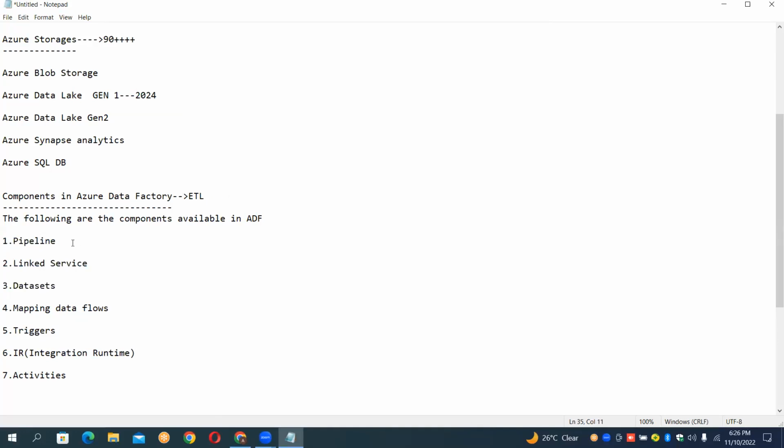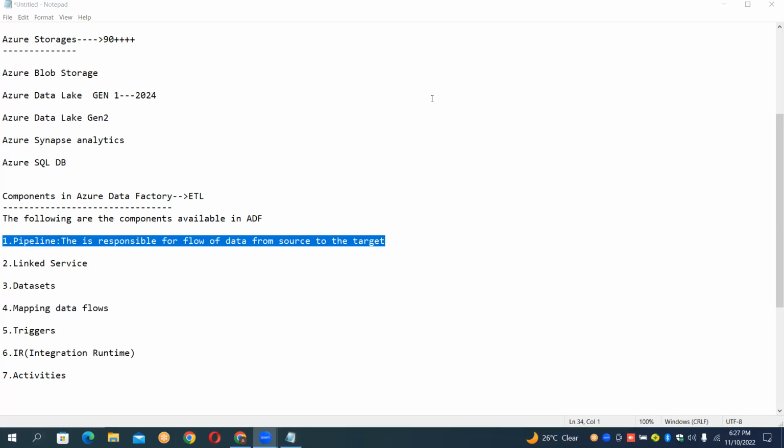Now, guys, first of all, let us discuss what a pipeline is. The pipeline is responsible for the flow of data from the source to the target. That means the pipeline is responsible for the flow of data from the source to the target. Okay, guys, now let us see an example of this.